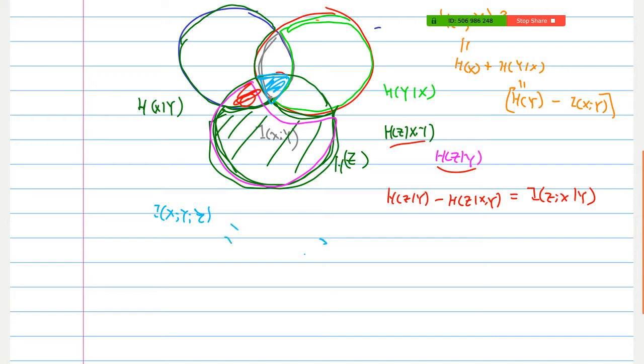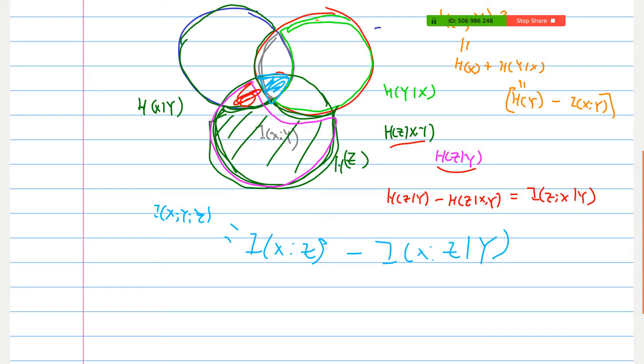So this one is equal to I(X;Z) minus this one, right? I(X;Z given Y), right? Or of course I can have other combinations. It can also be, for example, I(X;Y) minus I(X;Y given Z).